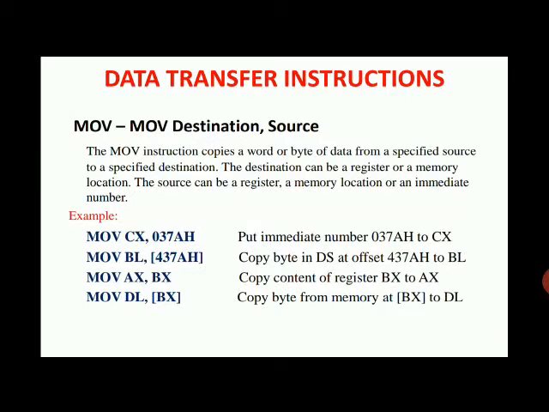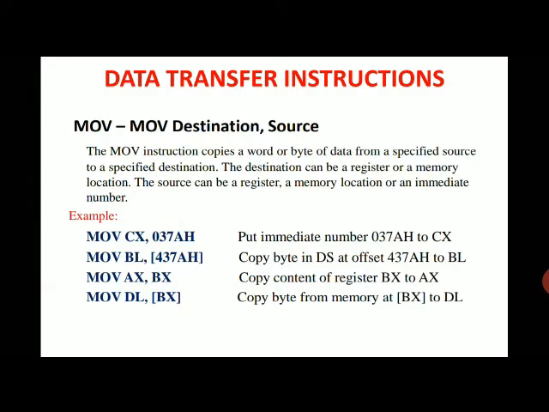What is data transfer means? The data is moved from one place to other place, that is from one location to other location. The syntax is represented as MOV destination, source. That is, it copies a word or byte of data from a specified source to a specified destination. The destination can be a register or a memory location. Likewise, the source can be a register or memory location or an immediate number. The data is moved from source to destination.